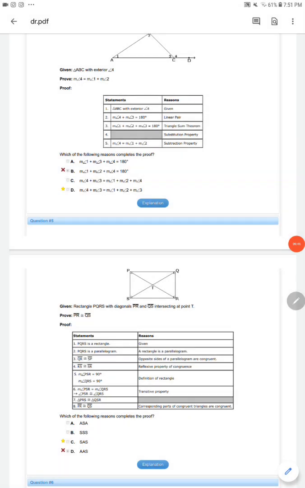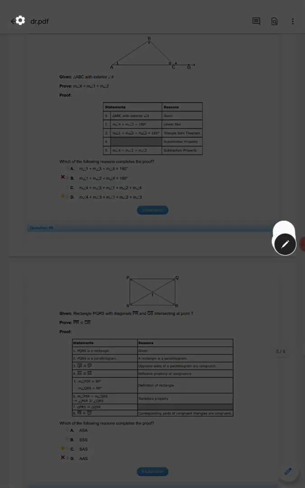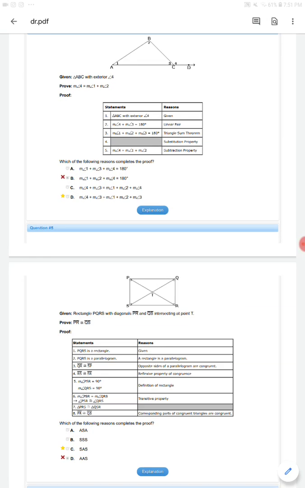Okay, we have these two questions, question number 4 and 5. In this step, it says we have substitution property. Let's see how we have that. Usually substitution property is going to be about the two steps right before this, like step 2 and step 3. For substitution property, you have to have the same measurements like this.